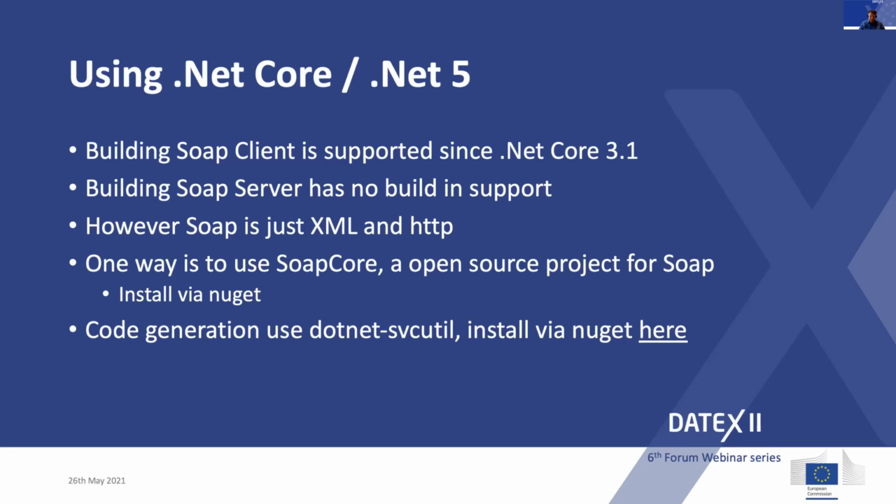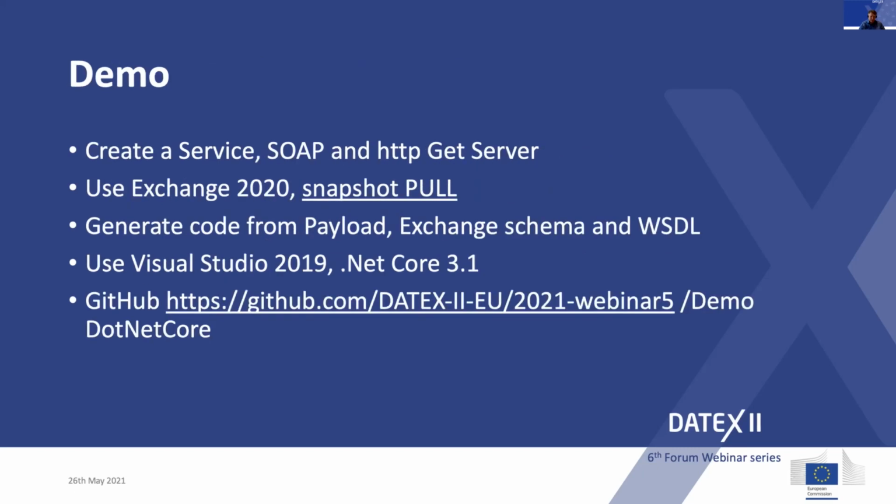We will generate code, and for that we use a tool that Microsoft created, dotnet-svcutil, which you also have to install via NuGet. This is actually used to generate the code for a SOAP client, but we will use the same code for a server. So for my demo, I won't do it step by step, but I have already created this example, and I will go through the main things you have to do to get it working.